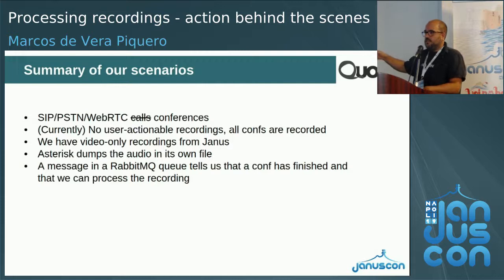The post-processing we do is triggered by a message in a RabbitMQ queue. Our signaling server and application server decide when this happens and send the message so we can start the processing of the recording.